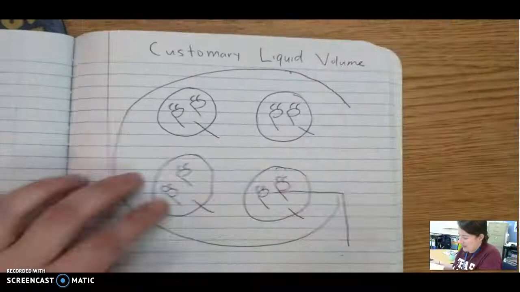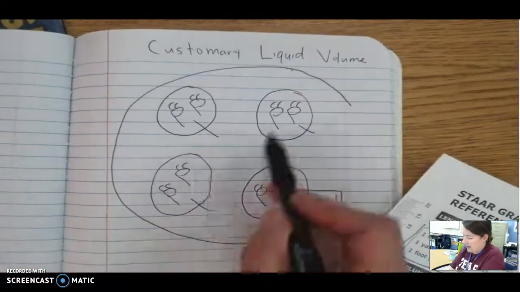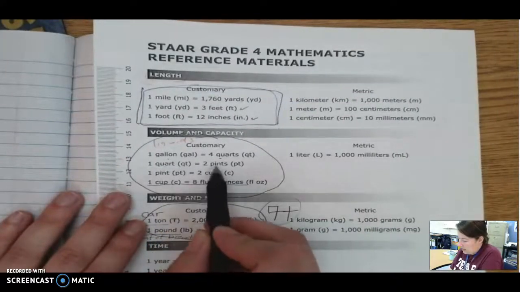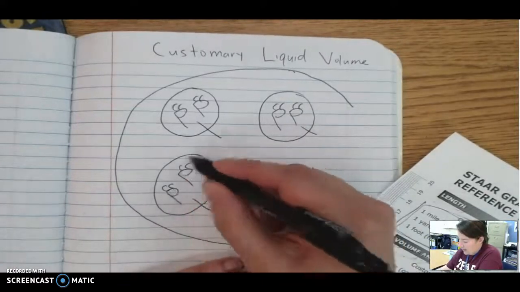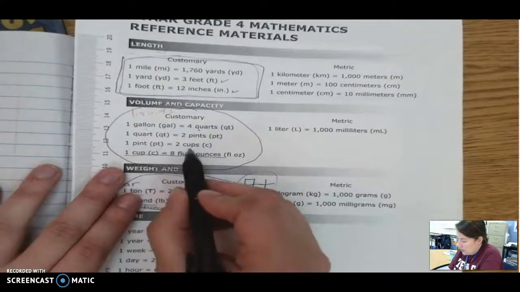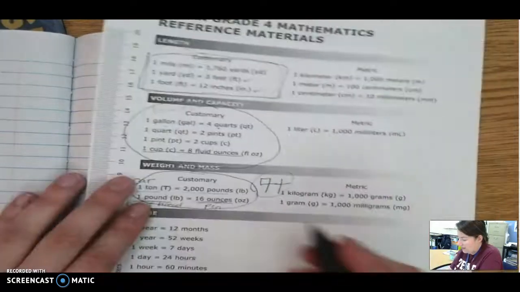The only thing that's not listed on here, so we have all this, right? 4 quarts in a gallon. That is represented here. Okay, 2 pints in a quart. Yes, we have that here. 2 pints in 1 quart. We have that. 2 cups in 1 pint. We have that.